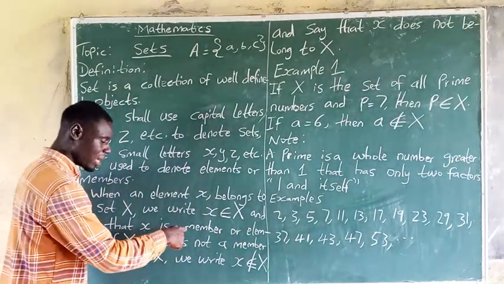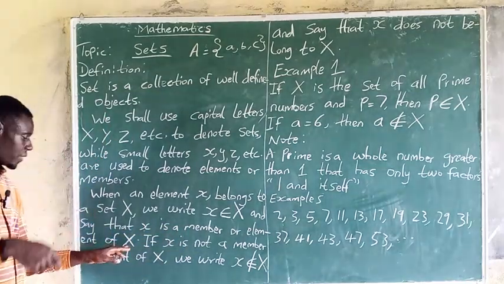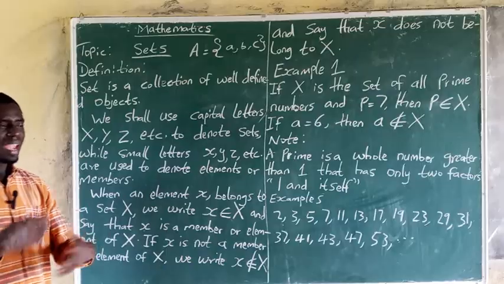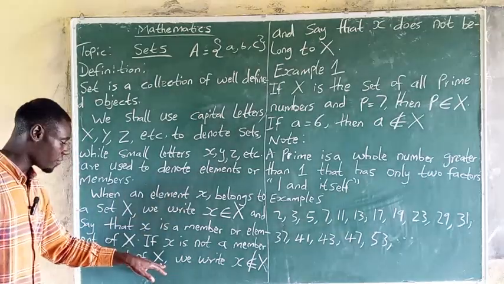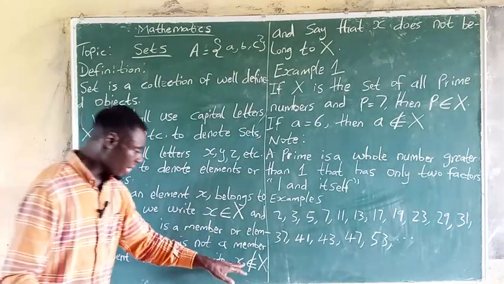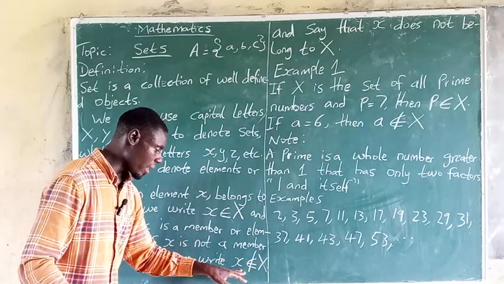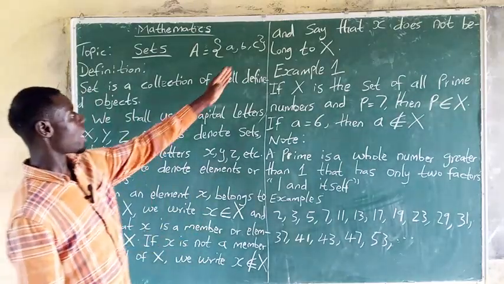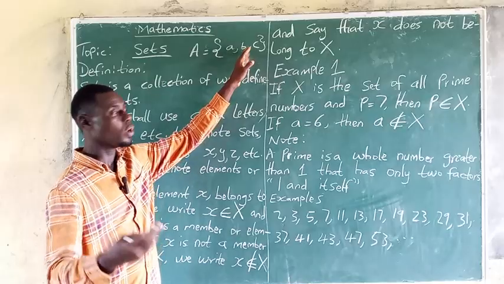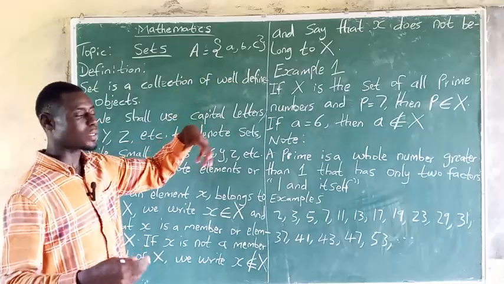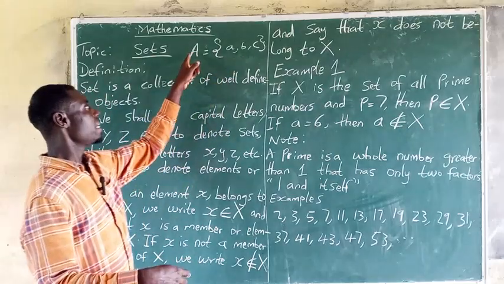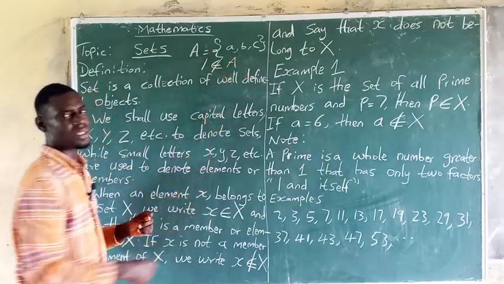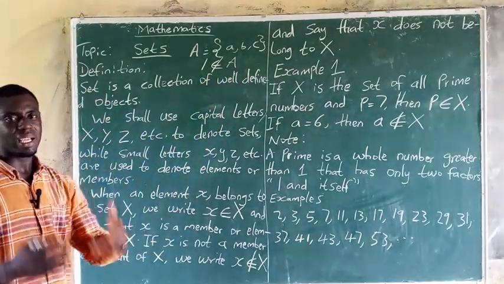Remember, the member there is a small letter, the set there is a capital letter. Now, what if x is not a member? What happens if x is not a member or element of X? How do you write it? We write x is not an element, or x is not a member of X. That means it doesn't belong to the family. For example, do we see anything like 1 inside this set? No. That means if I want to write that 1 is not found in A, I will write it like this: 1 is not a member of A. Simple and short. So we use this as a symbol to make it simpler.